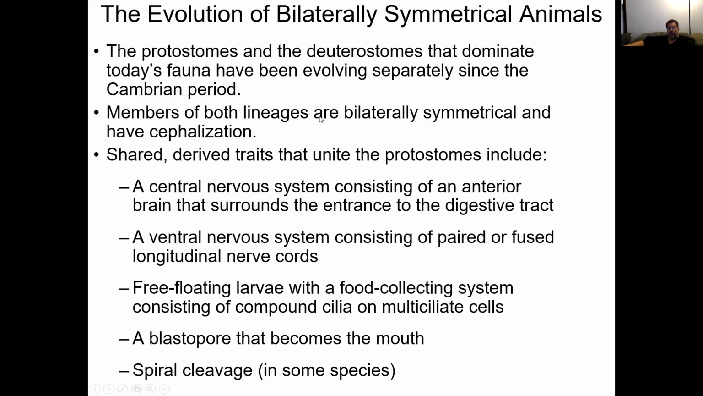Both lineages are bilaterally symmetrical. So that means you can split an insect in half and you'll have a left half and a right half. You can split ourselves and we have a left half and a right half. Again, there's many traits that are similar, like the central nervous system consists of the brain and the entrance to the digestive tract. That's true for both of us.